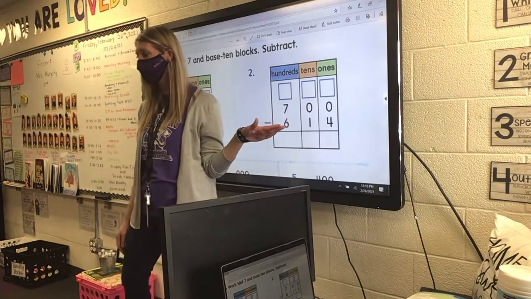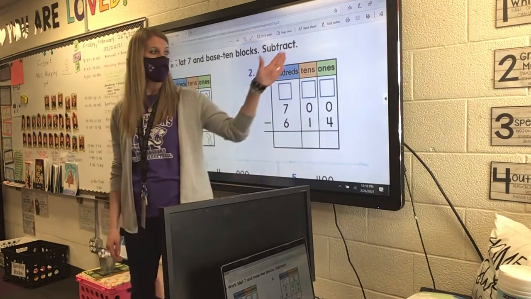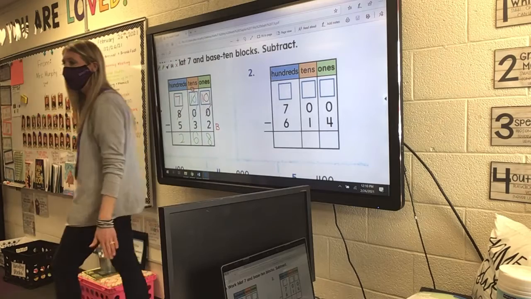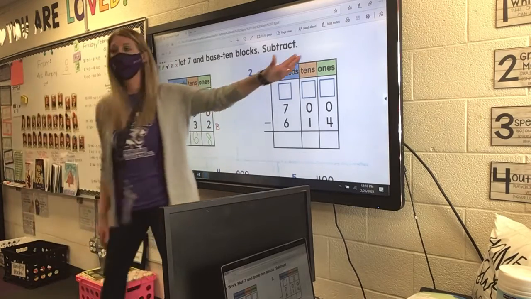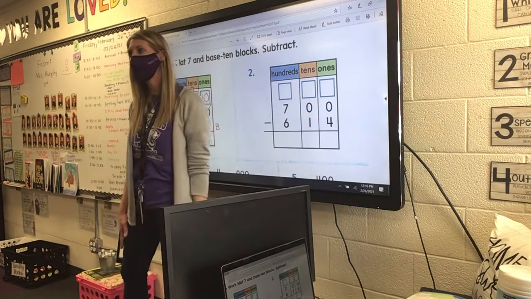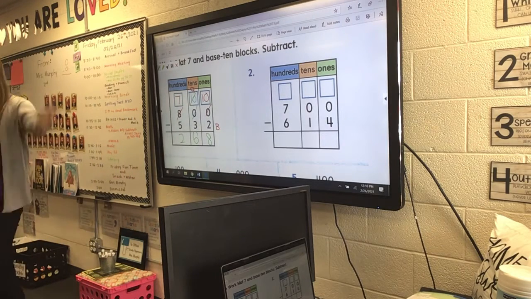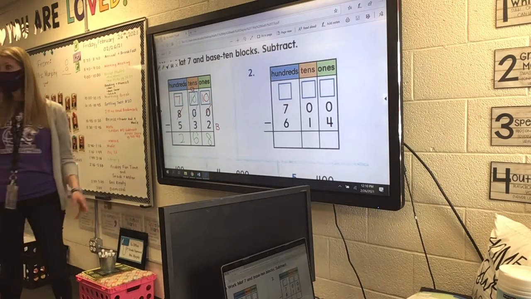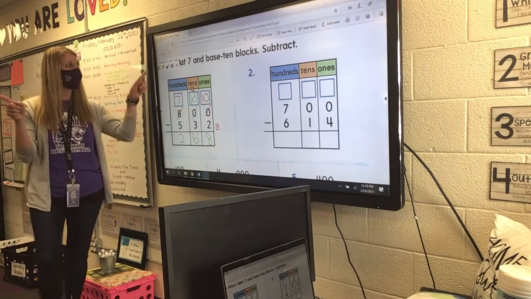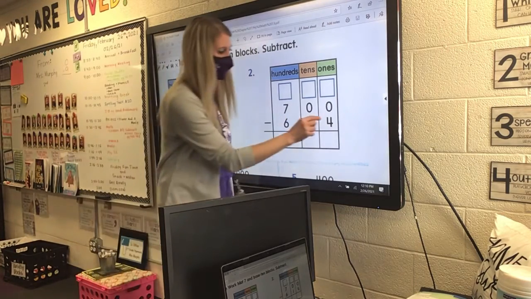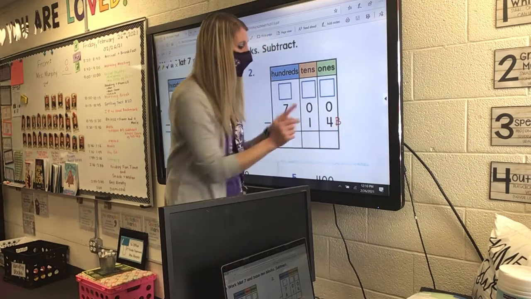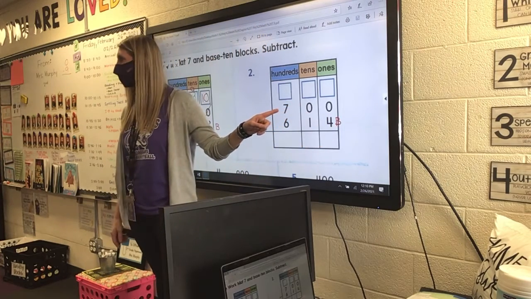700, take away 614. I'm going to start in my ones column, go down. Lewis, in the ones column, what is 0 minus 4? Nothing. I like that answer. You can't do it, right? Bigger bottom, better borrow. Good job, Lewis.